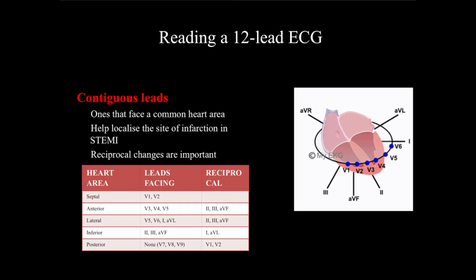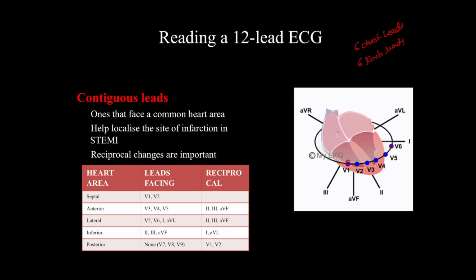Greetings everyone. We need to understand the concept of contiguous leads. As you know, there are various ECG leads, 6 chest leads from V1 to V6, and there are 6 limb leads. Now, these are specially placed around the patient's chest and on the limbs, and therefore they have definite directions.